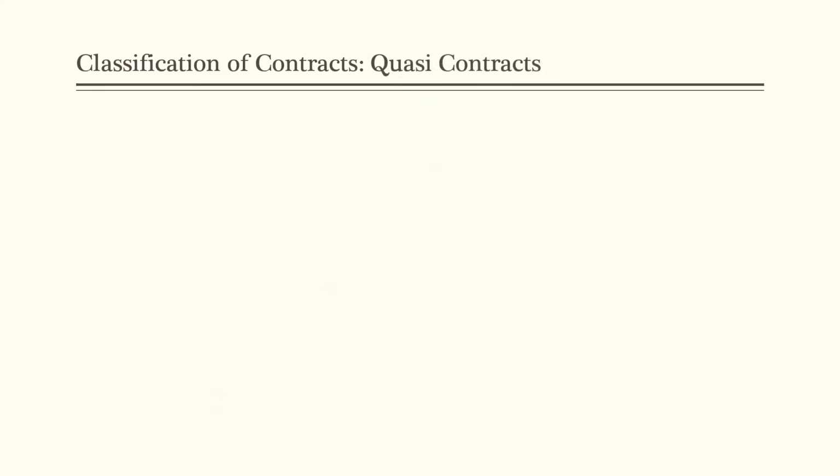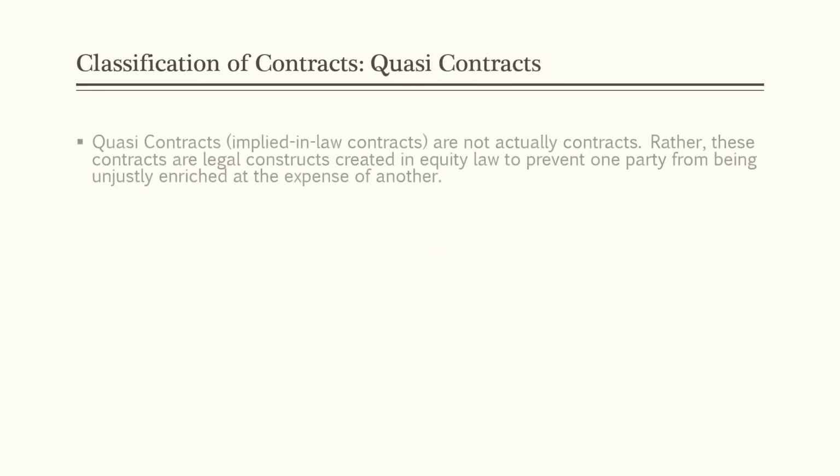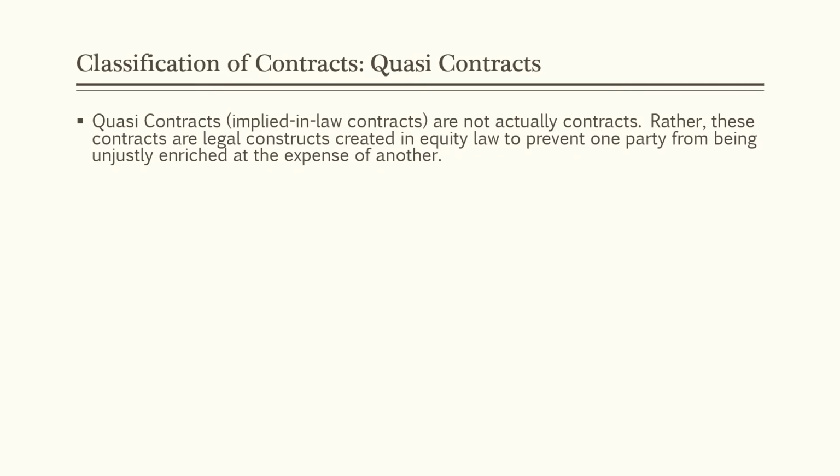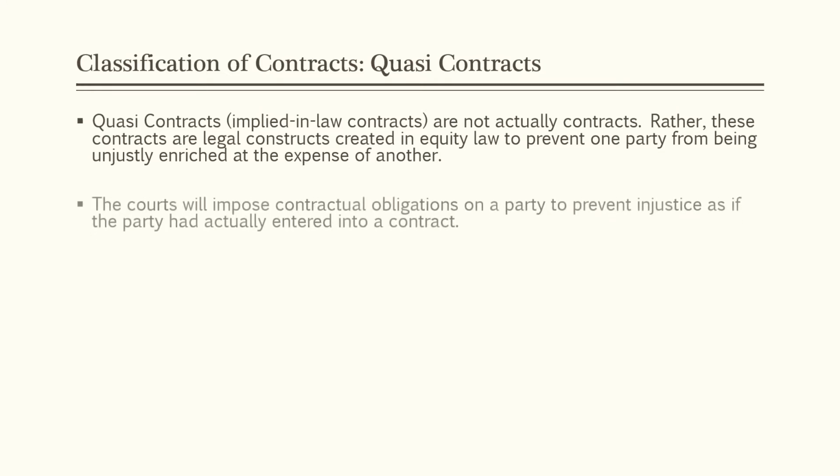Next, we'll discuss quasi-contracts. Quasi-contracts are also known as implied in law contracts in some states. These are not actually contracts. Rather, these types of contracts are legal constructs created in equity law, in fairness, to prevent one party from being unjustly enriched at the expense of another. It's all about fairness and whether or not someone is taking advantage of another person unfairly.